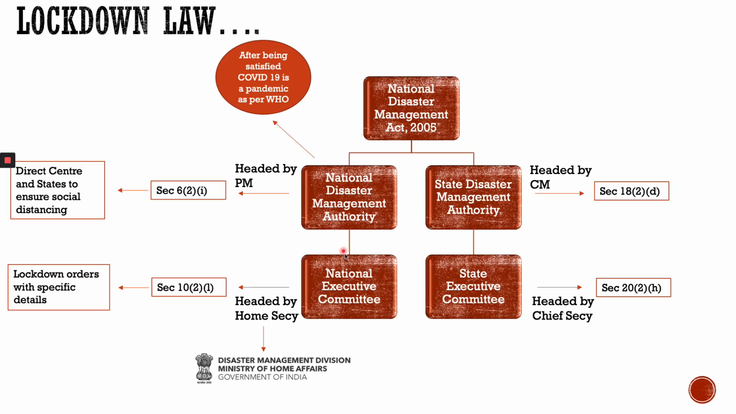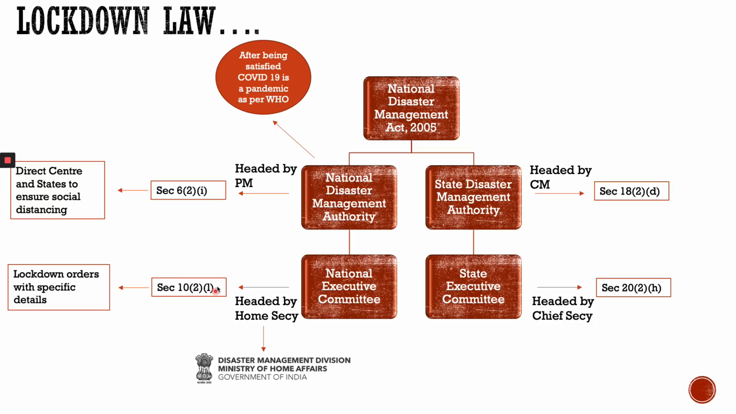What measures? These measures are drafted by the National Executive Committee, which is headed by the Home Secretary of the Government of India. You would ask, why the Home Secretary? Because the Act says the Secretary of the Ministry in charge of disaster management will head the National Executive Committee. Now, India does not have a disaster management ministry. What it has is a disaster management division which is under the Ministry of Home Affairs. And the Secretary of Home Affairs is the Home Secretary, who's also in charge of the disaster management division, which makes him the chairperson of the National Executive Committee.